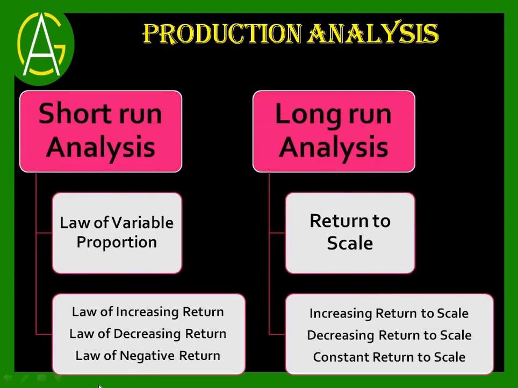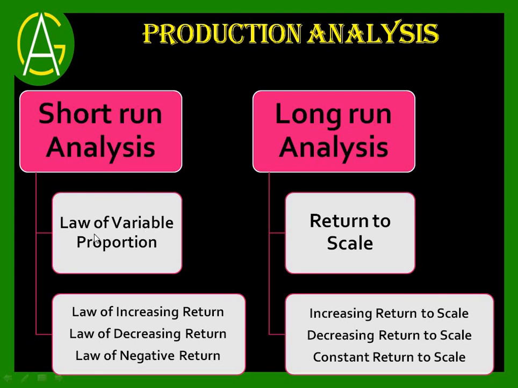Now production analysis. We have to understand two types of production analysis. One is known as short run analysis, another is long run analysis. Short run analysis is named as law of variable proportion, whereas long run analysis is known as return to scale.